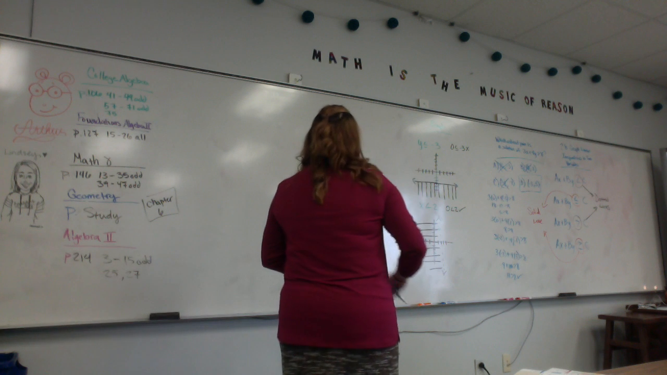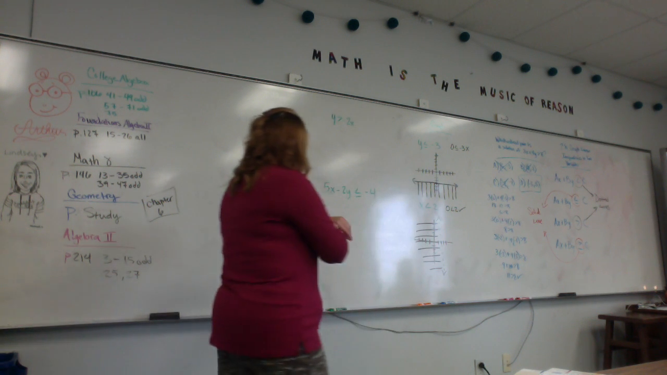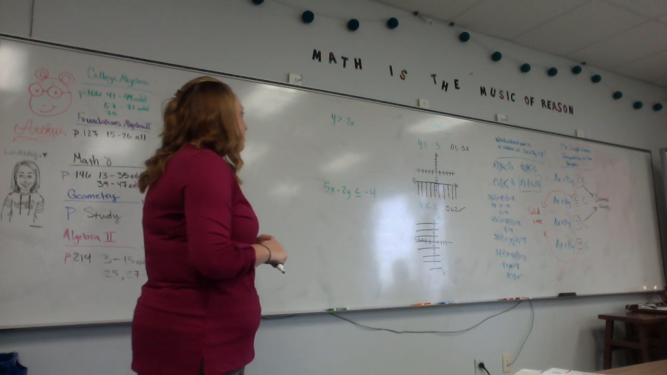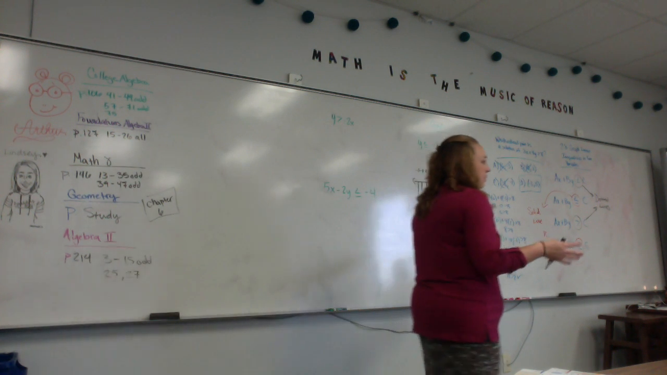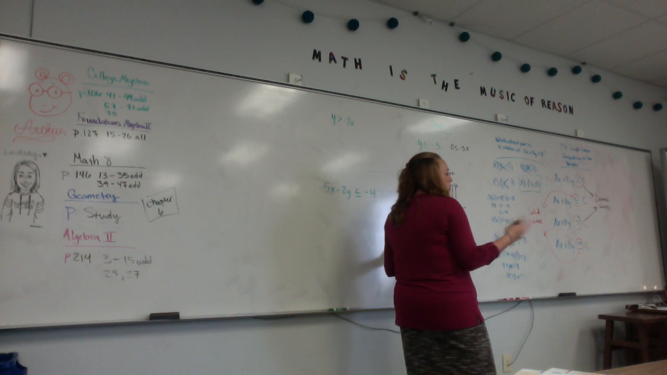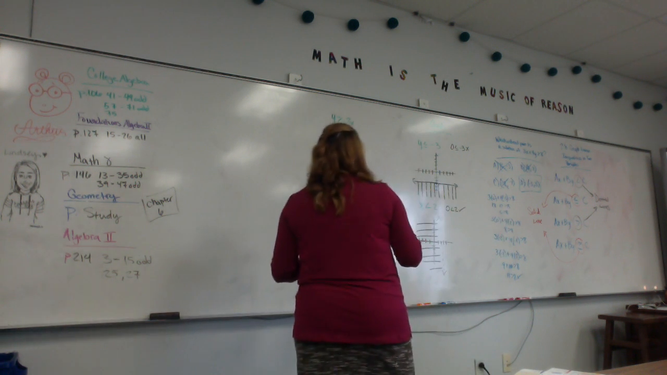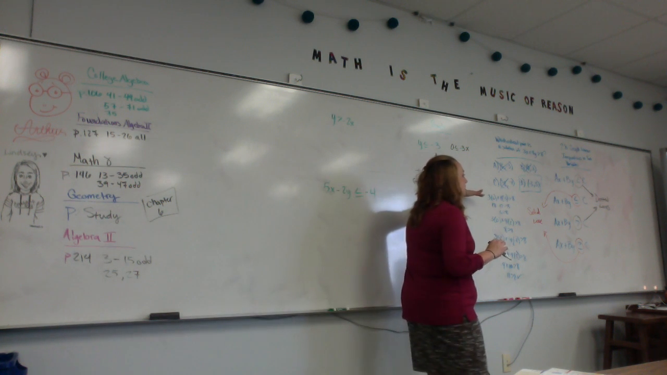What if there's a point like (0, 0)? If the line goes through (0, 0), then you have to pick a different point to plug in, like (1, 0) or (2, 0). You just cannot plug in a point that is already on that line.